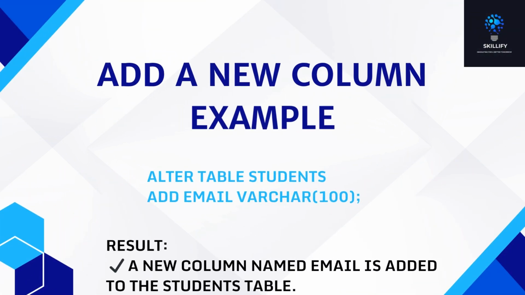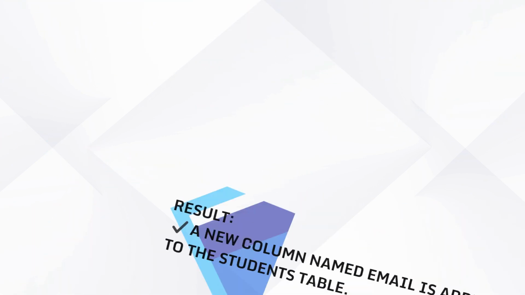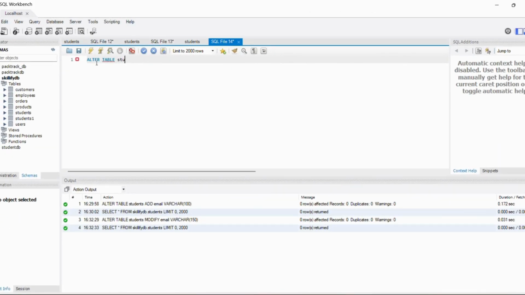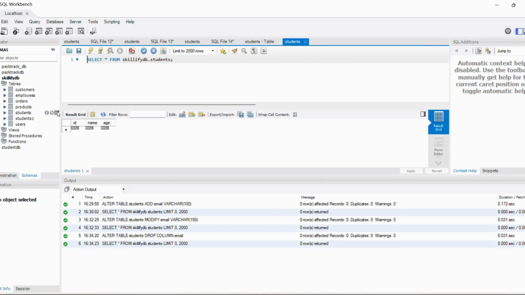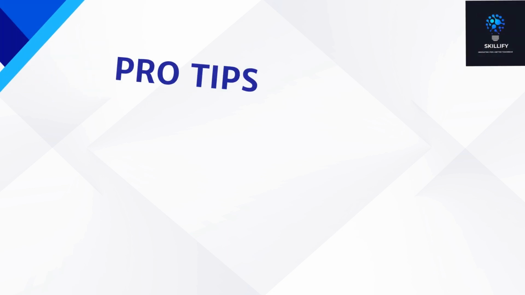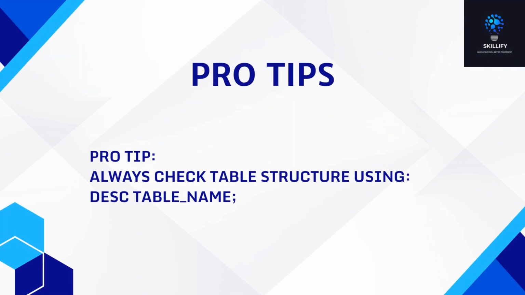Example: add a new column called email in the students table. Query: ALTER TABLE students ADD email VARCHAR(100). Result: a new column named email has been added. Pro tip: always check your table structure after using ALTER TABLE with DESC students.